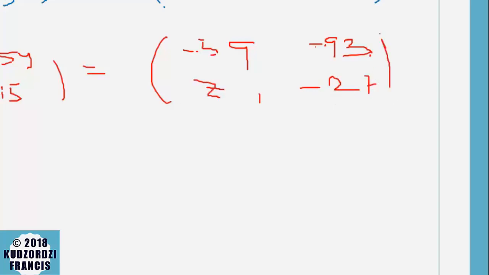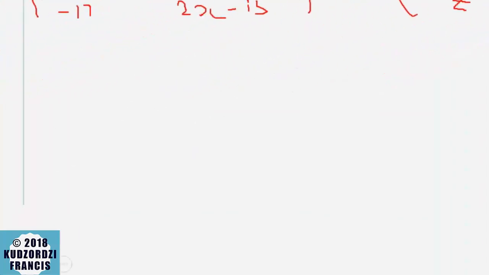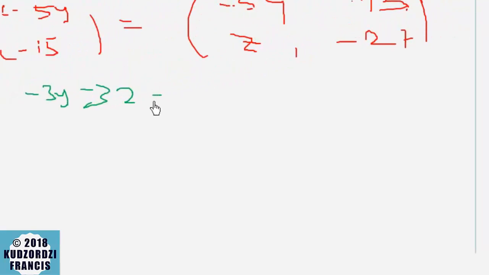So now our work is almost done. So we equate corresponding entries. The easiest one to find for now is to solve for z. So z corresponds to negative 17. So therefore we have the value of z to be equal to negative 17. Then also we have this negative 3y minus 32 being equal to negative 59.